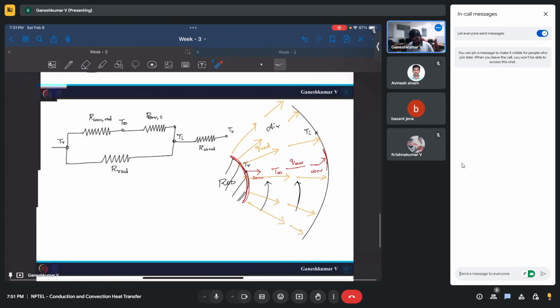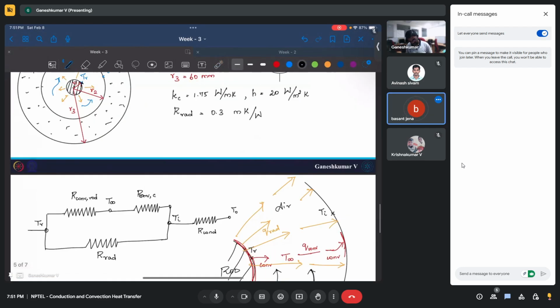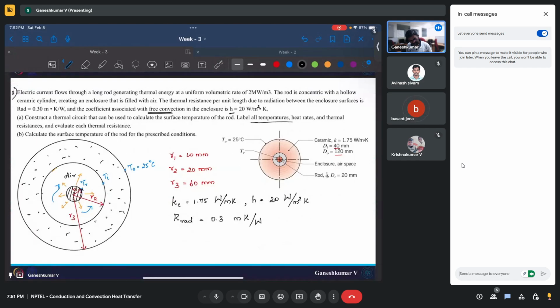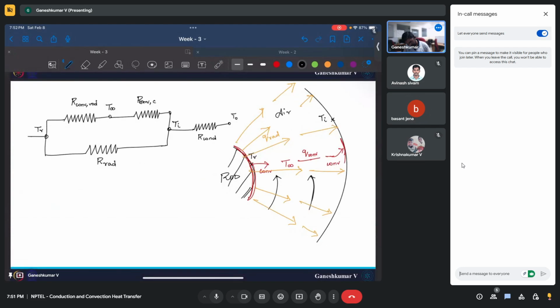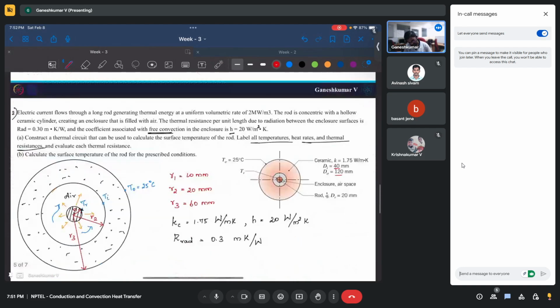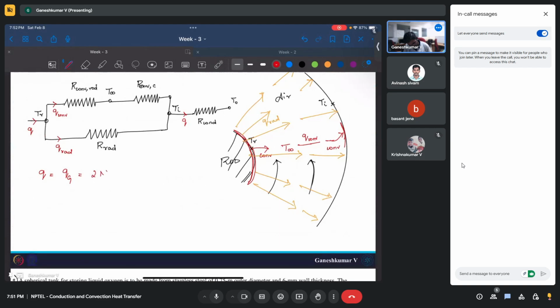Okay, so this is what they have asked to find. Label all the temperatures, heat rates, and thermal resistances we need to find out. So these are the temperatures. This is the total Q, this is Q convection, and here it is Q radiation, and then finally it joins and goes out as Q. Whatever Q is, it is nothing but your Q generation, which is given as 2 megawatt per meter cube.